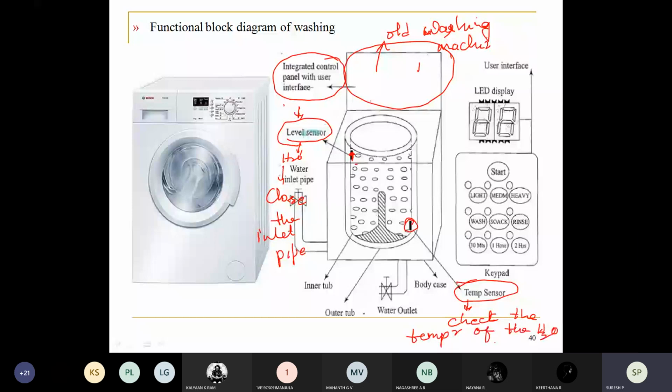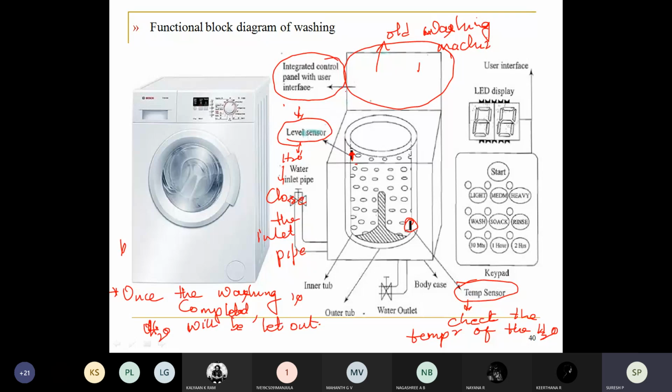And after completion of the washing, once the washing is completed, what will happen? The water will be let out. So the water will be let out once the washing is done.